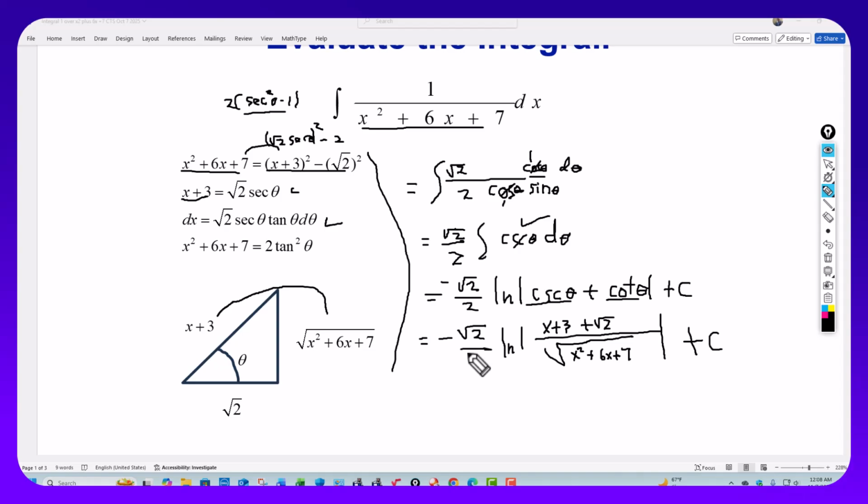And that's the final answer again. Minus the square root of 2 over 2 natural log of the absolute value of x plus 3 plus the square root of 2 over the square root of x squared plus 6x plus 7.